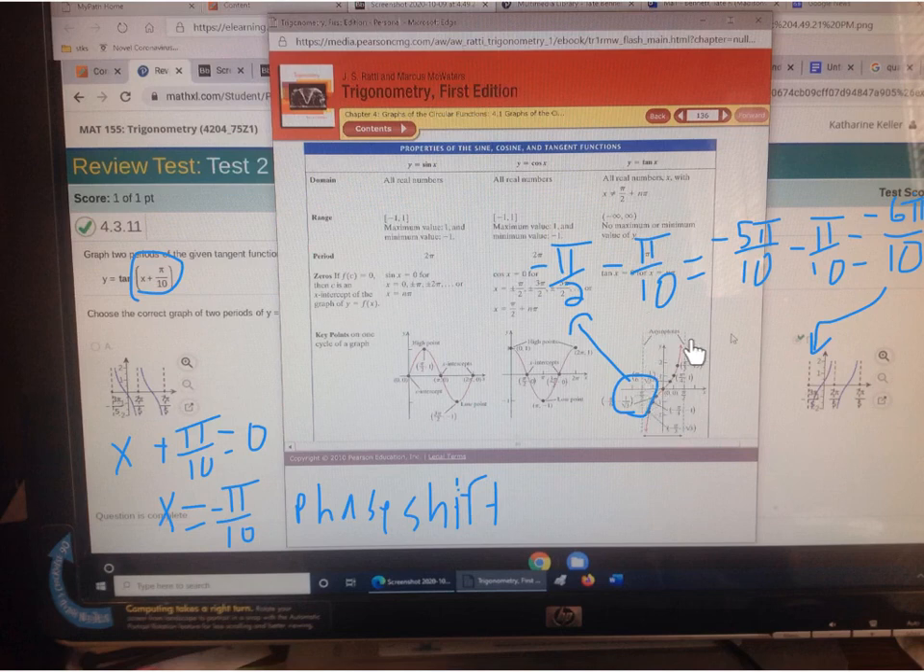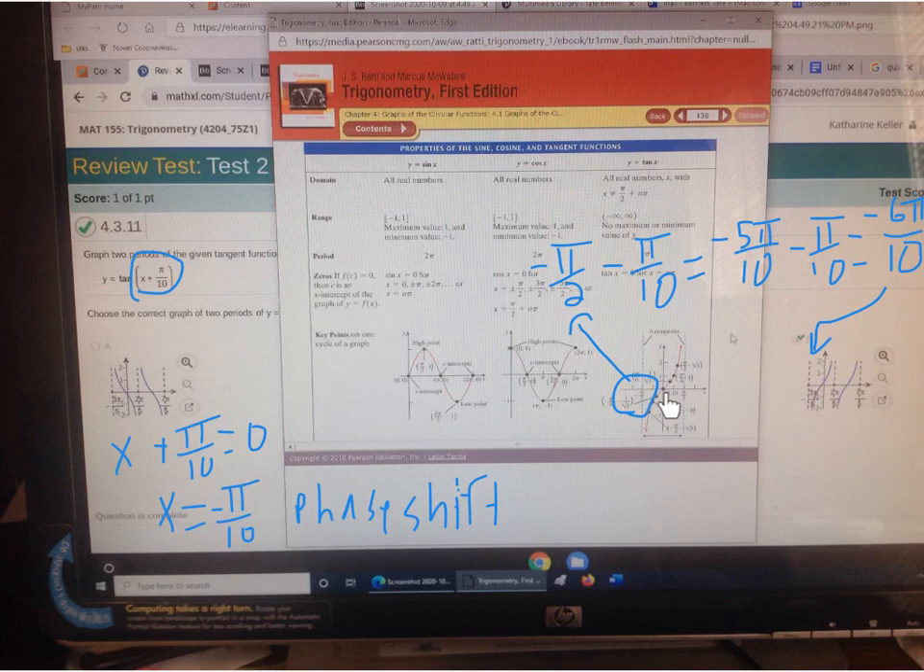So they have just one period of it graphed here. And you see the asymptote here is at negative pi halves. We want to shift that to the left pi tenths. So you take negative pi halves minus pi tenths. You convert this to negative 5 pi tenths minus pi tenths, and that'd be negative 6 pi tenths, which would simplify, if you divide by 2, to negative 3 pi fifths. So this asymptote would shift to negative 3 pi fifths.